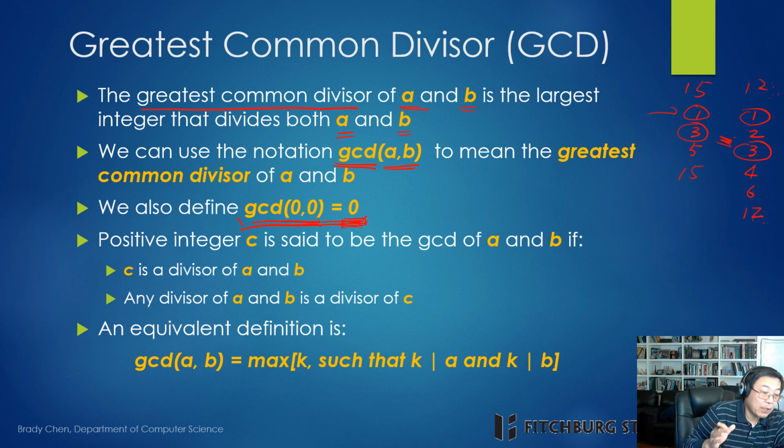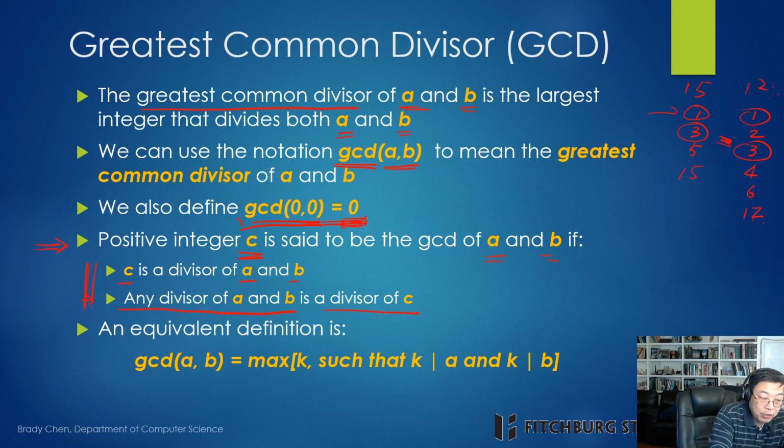To define the greatest common divisor, we can also use another definition. It's also a property of the greatest common divisor. A positive integer c is said to be the GCD of a and b if c is a divisor of a and b. So c is a divisor of a and b, but you may have many, many divisors, right? So the second item says any divisor of a and b is a divisor of c. If these two conditions are true, then we are pretty sure that c is the greatest common divisor.